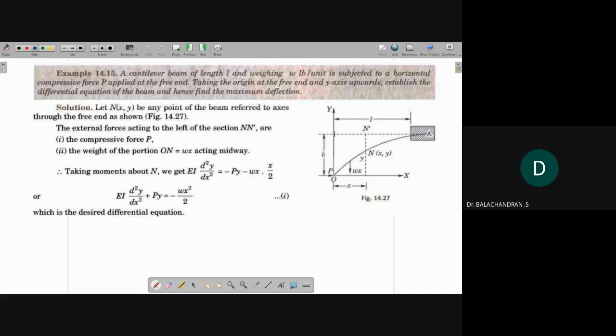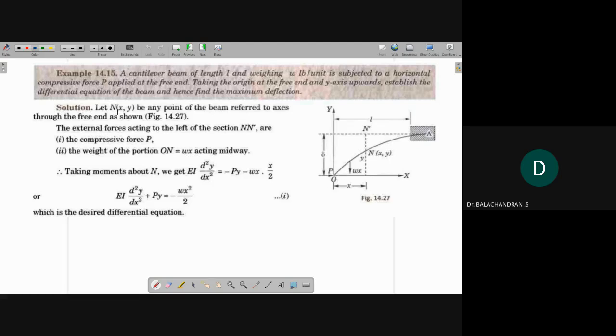So originally the beam is the dotted line. So this end is fixed, at A. Due to the compressive force, it is coming like this. The beam is now like this curve. Now this is a free end. You should take this as the origin.